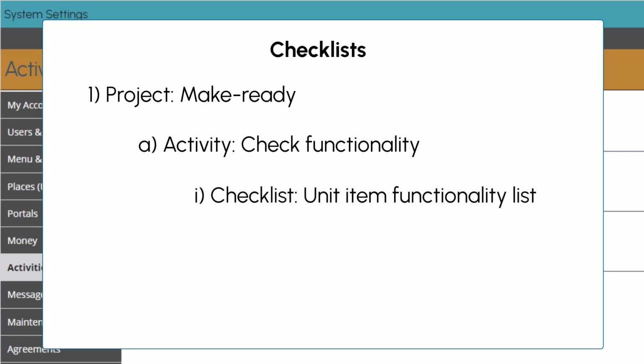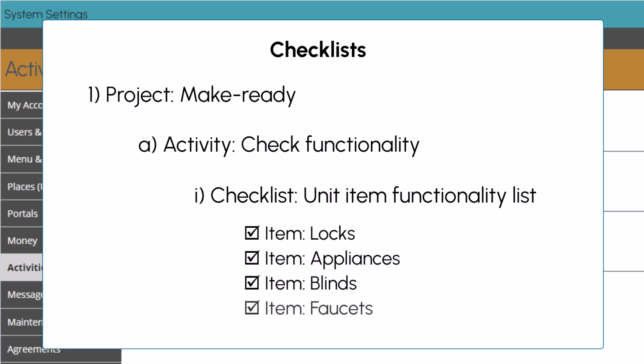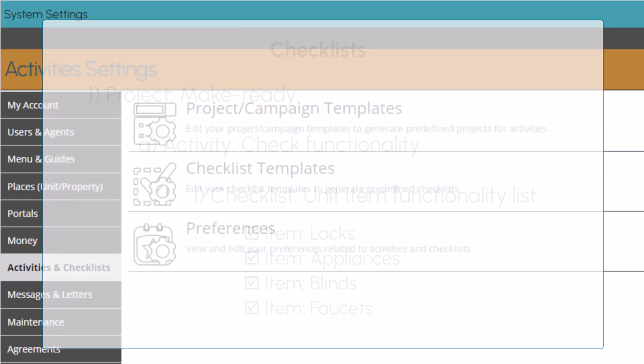For example, in a project for a make-ready, one activity might be to confirm everything works. That activity could have a checklist that includes checking all locks, appliances, blinds, faucets, etc., where the person who performs the activity must verify each before the activity can be considered done. Learn more about checklists and other resources.